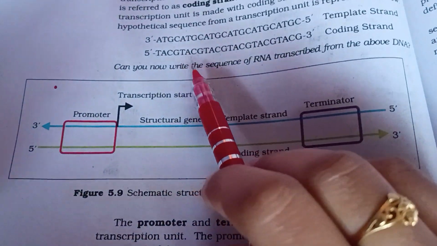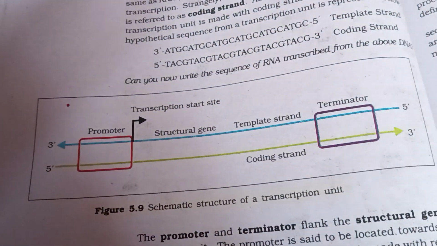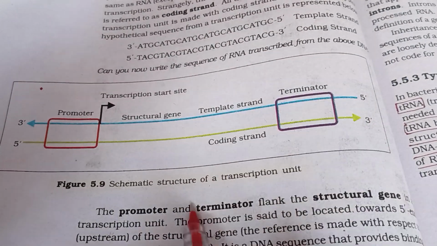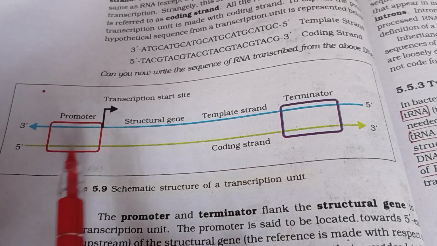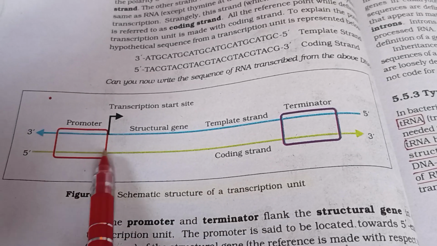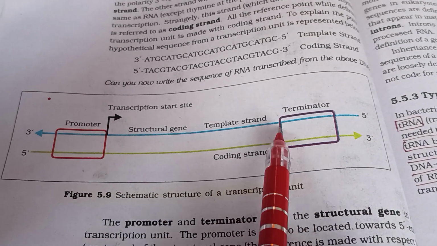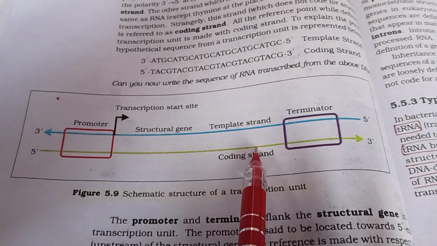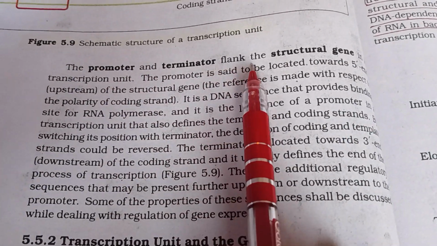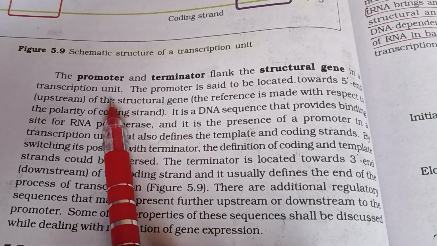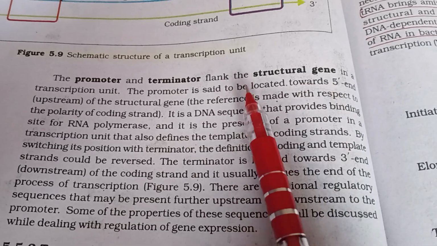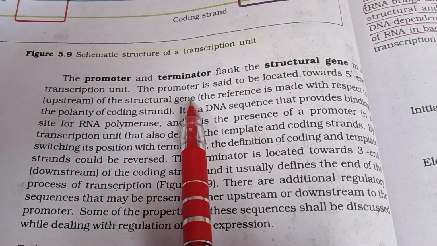Okay. Now since we know every reference we take is the coding strand, so the coding strand is from 5' to 3'. So at the starting of the coding strand, meaning at the 5' end, there will be the promoter and at the 3' end there will be the terminator, and in between will be called the structural gene. So promoter and terminator flank the structural gene in a transcription unit. The promoter is said to be located towards the 5' end, upstream of the structural gene.